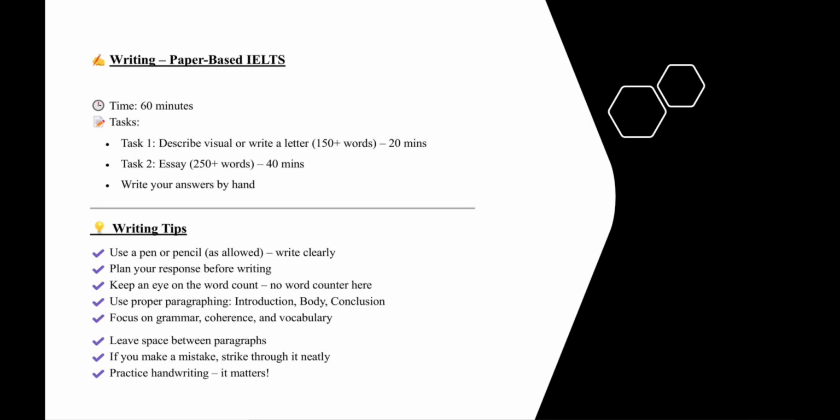Moving to the next part, writing. The writing test is also 60 minutes long. It consists of 2 tasks, same as the computer-based test. And task 1 is you will have to describe a graph or chart, or write a letter, of at least 150 words, and you should spend around 20 minutes here.